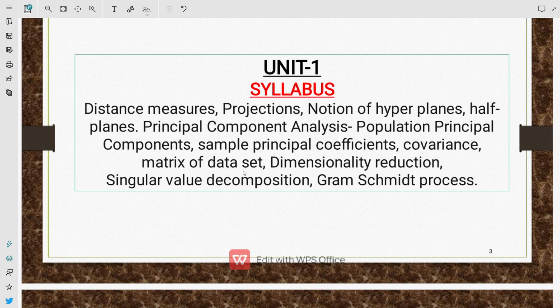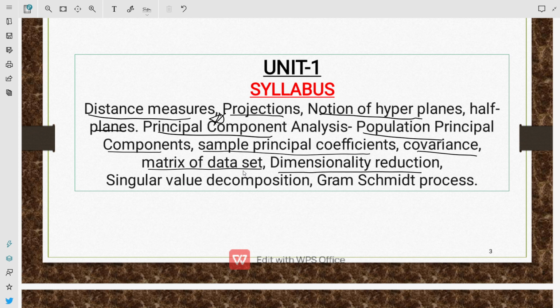In the first unit, we will discuss distance measures and projections, notation of half planes and hyperplanes, and principal component analysis, which is a very important concept in this unit. In principal component analysis itself, we'll discuss population principal components and sample principal components, covariance, and a matrix of the data set. Likewise, we will discuss everything in principal component analysis. Next, dimensionality reduction. These things we'll discuss later.